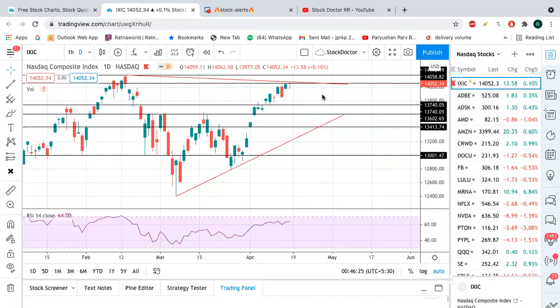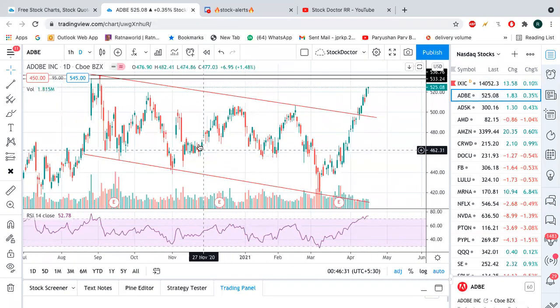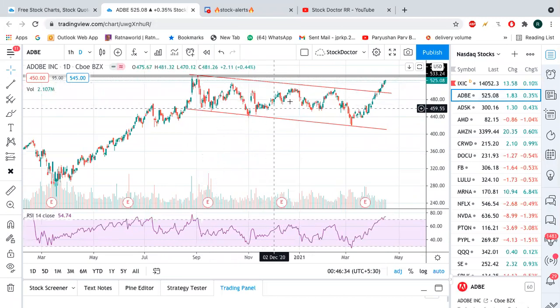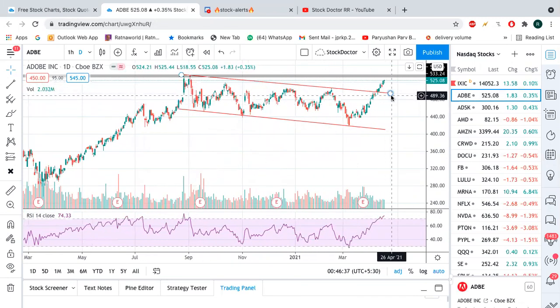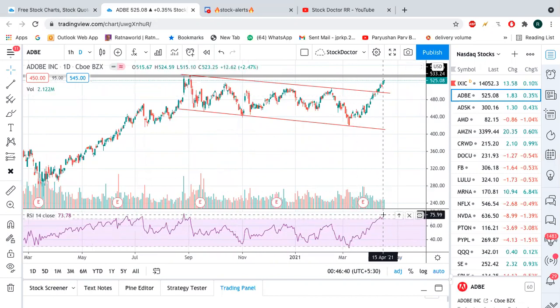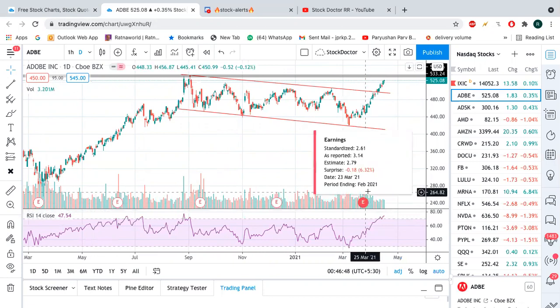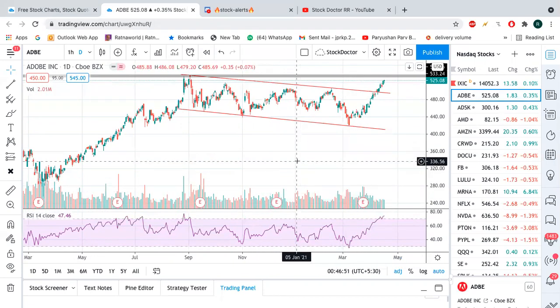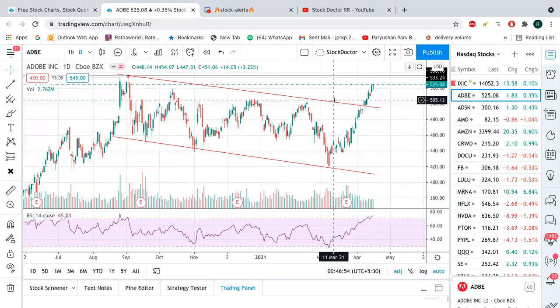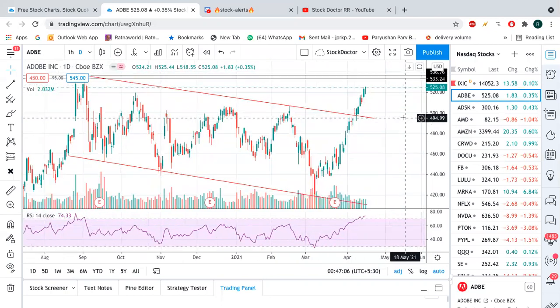Let's talk about some of its important stocks and where they are heading. The first stock is Adobe. Adobe was trading in a very nice channel. It had given a channel breakout. Now, if you see, Adobe has the RSI in the overbought zone, and it is done with its earnings on 23rd March. So the first resistance we are seeing for this stock is around 532, and the second resistance is around 500.